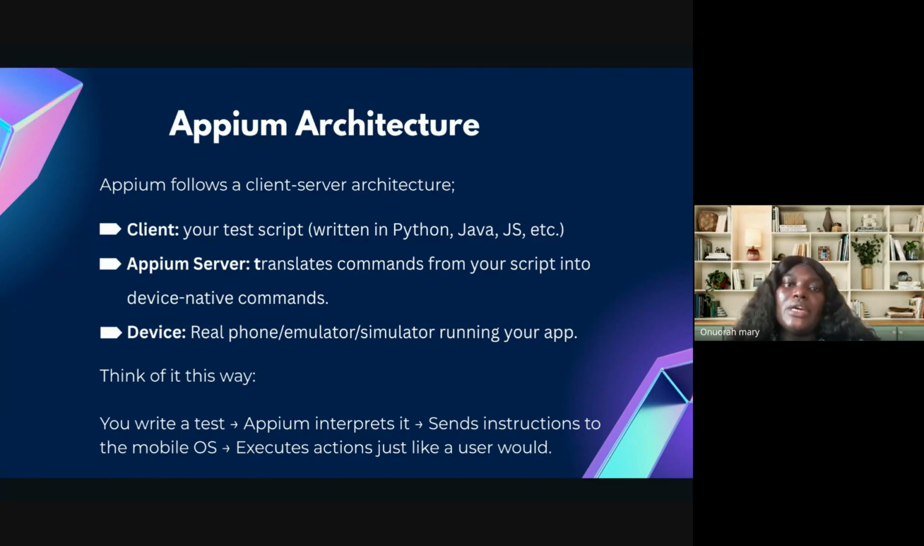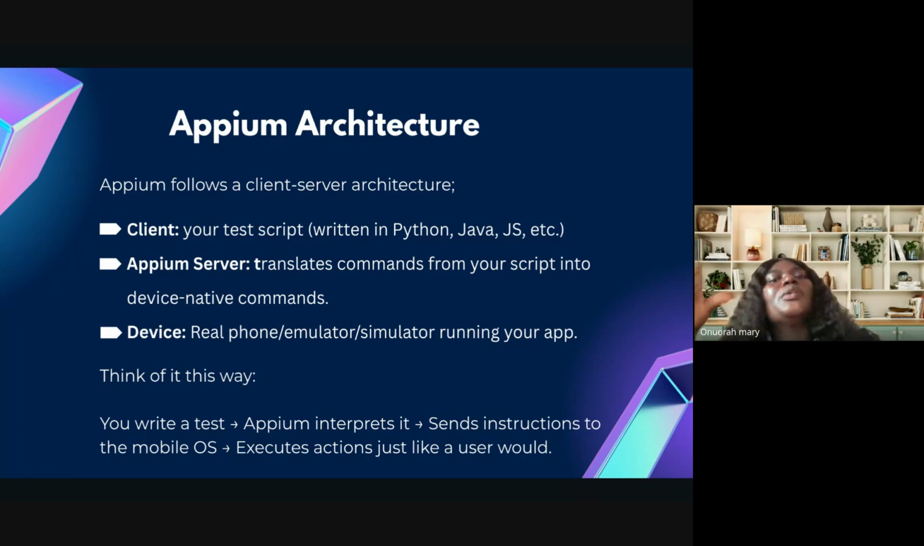Then we have the Appium architecture. Appium basically follows a client-server architecture. When we say the client, what do we mean? This is your tests, basically, your test script that you have written with Appium using any of the languages mentioned here, or not mentioned but supported by Appium, like .NET or Ruby. So that's your client.